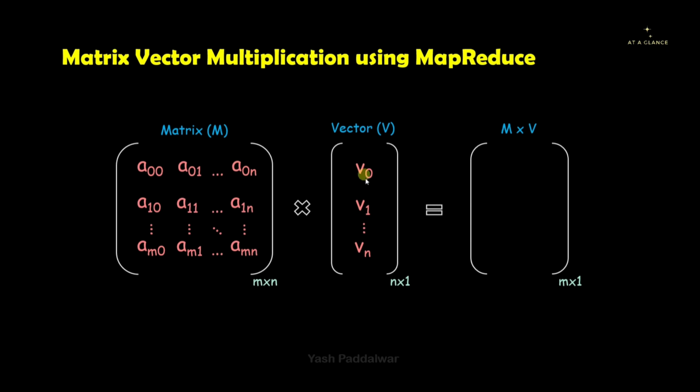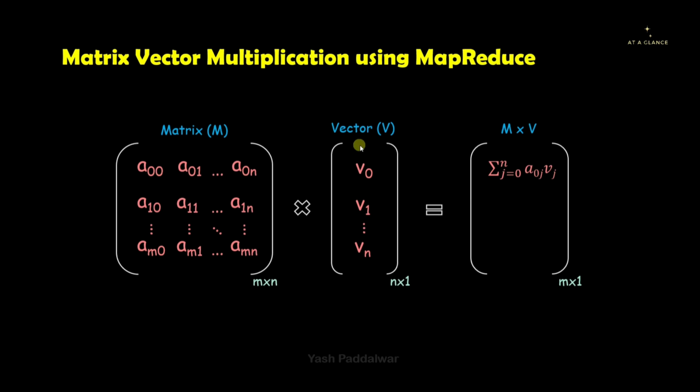that is the total number of columns, and the total number of rows in the vector will cancel, and the resultant matrix will be m cross 1. So I hope this is clear. And now about the values. Let's have a look at how each value is calculated in the resultant matrix.